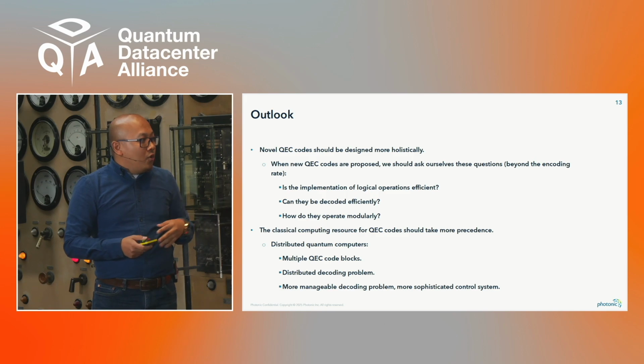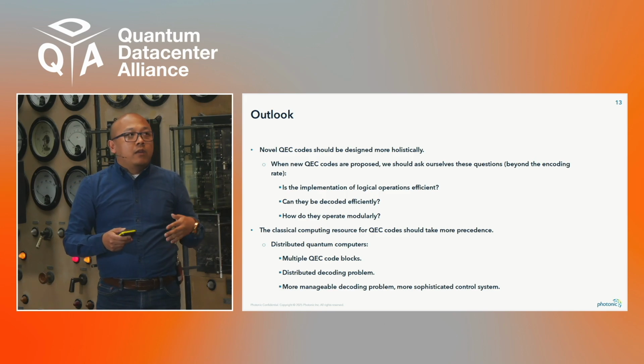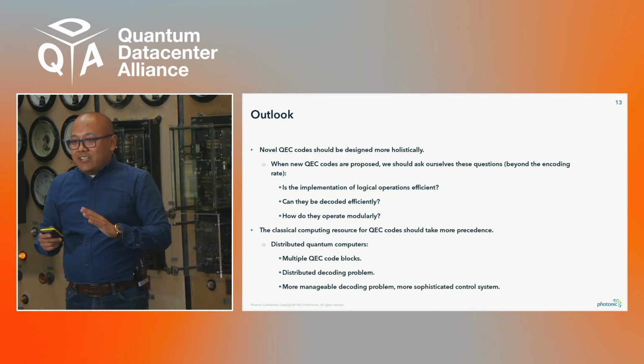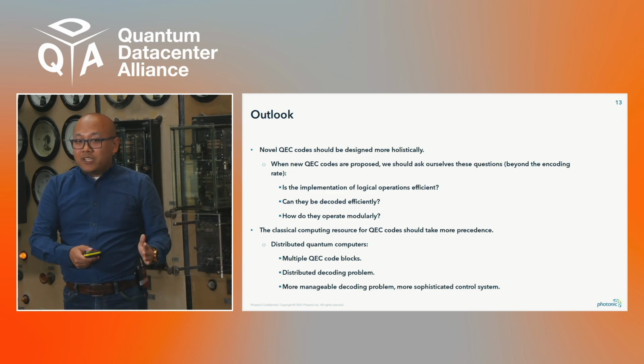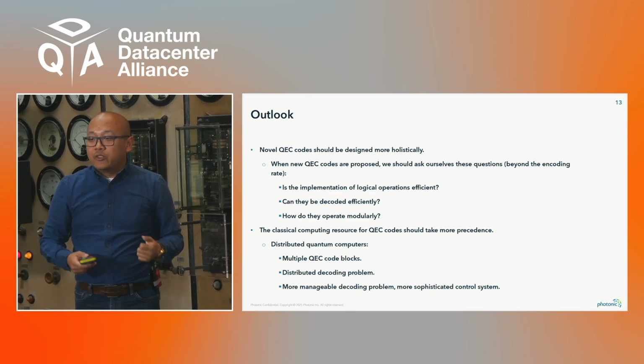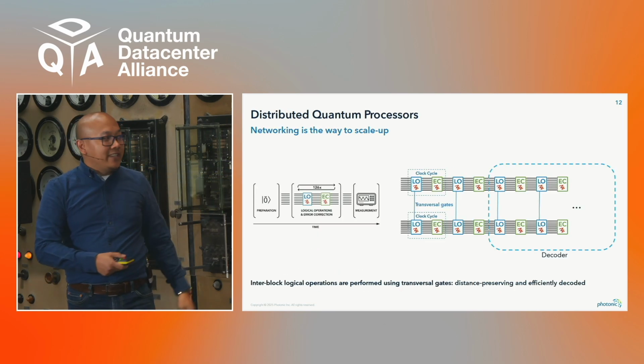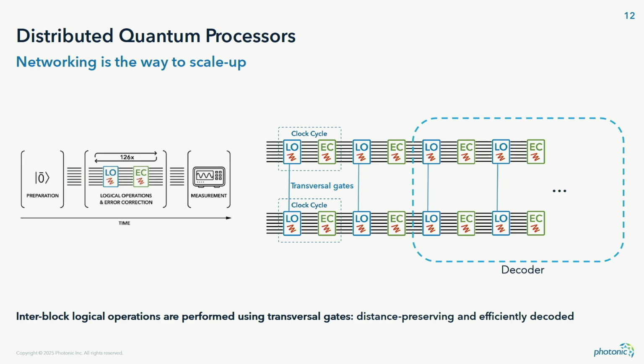And also, probably the next aspect that I want to highlight is that the classical computing resource for QEC codes should take more precedence. I'm not saying that it is the most important, but it is very important to start thinking about it now. Because decoding this matrix, the matrix that we need to decode for depth 126, has 10,000 rows and 500,000 columns. So that is the scale that any classical decoding, classical error correction chips have never reached before.